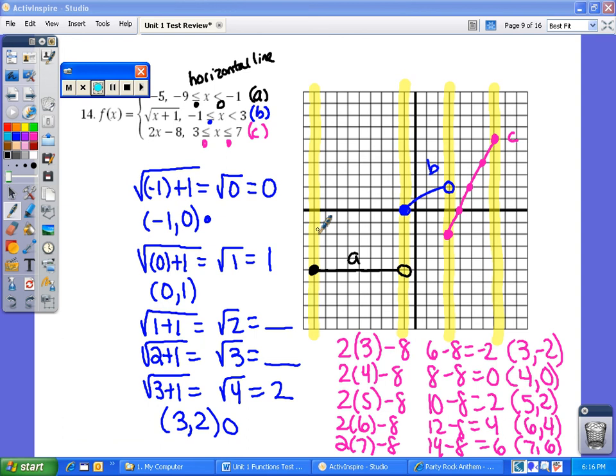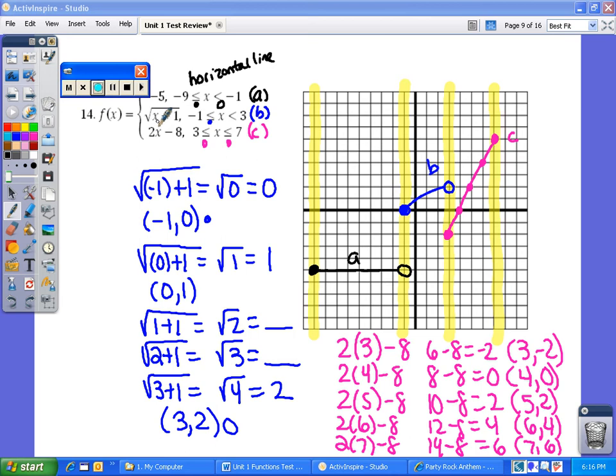Alright, so the next piecewise, if you see here, it's -5. That's a horizontal line. So you should only go from -9 to -1 and just make a horizontal line. That's it. Alright, the next one is a radical.